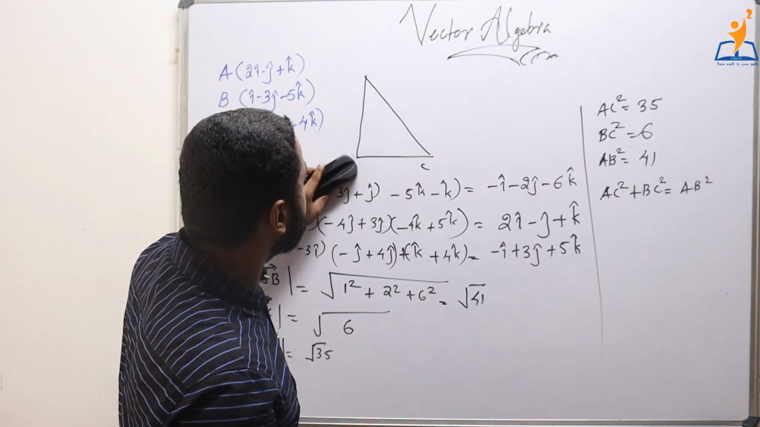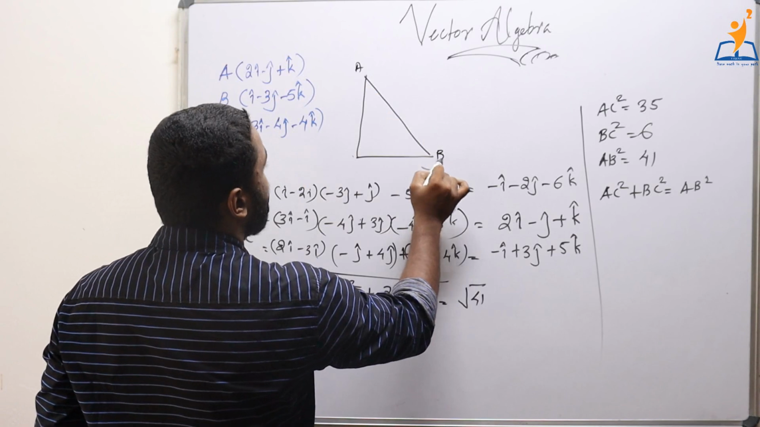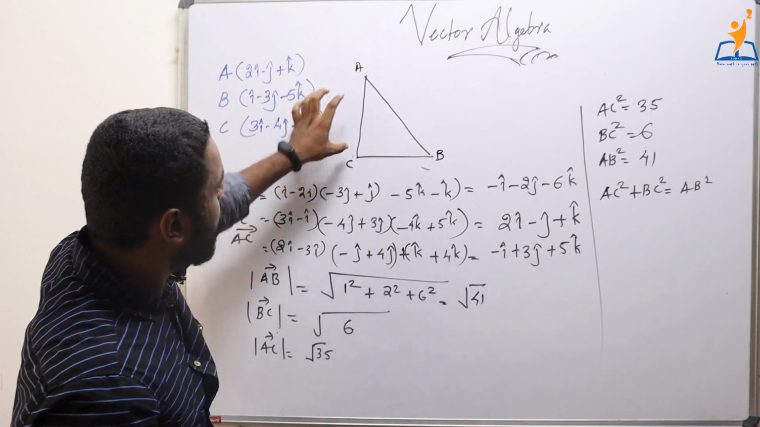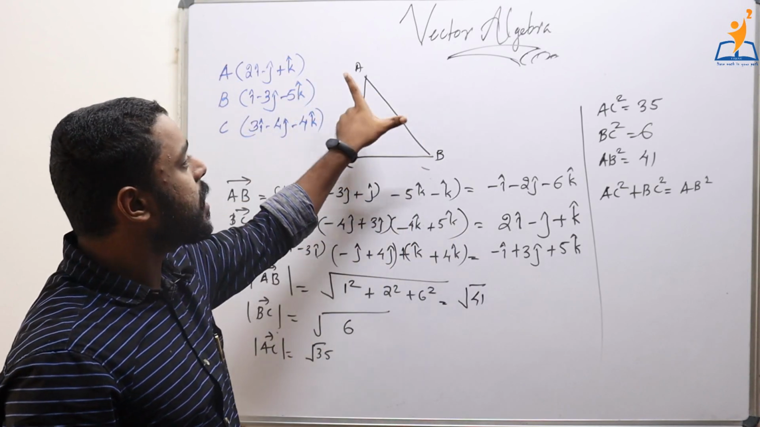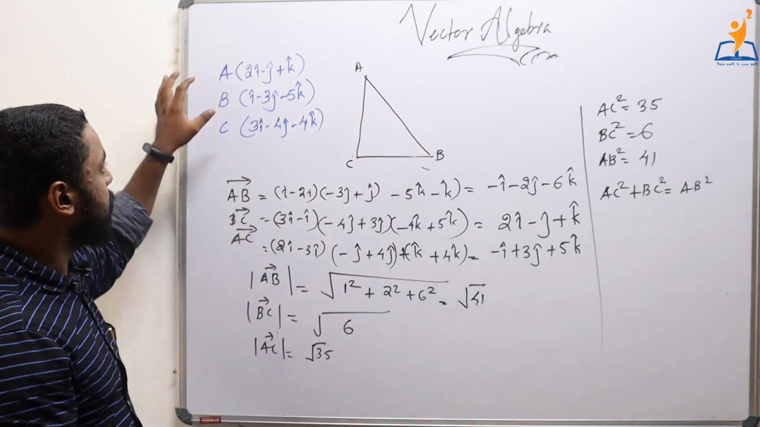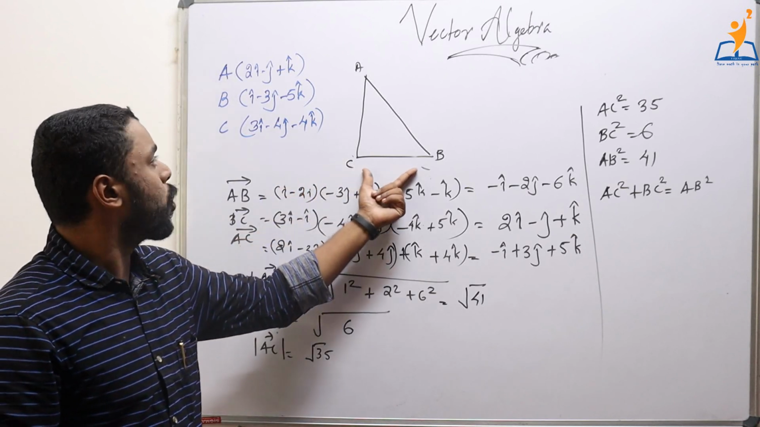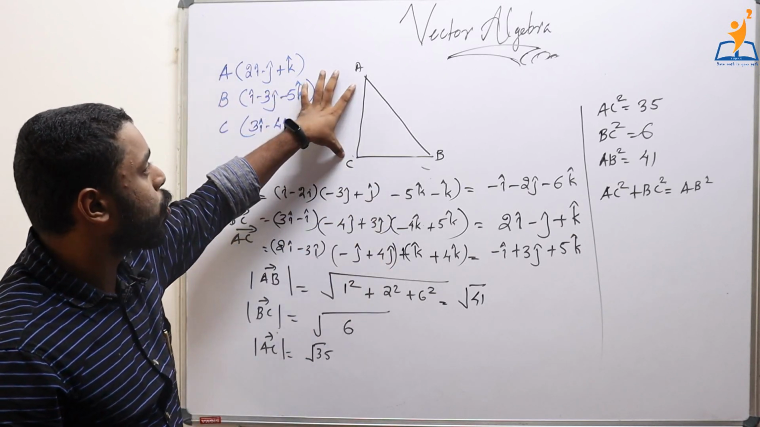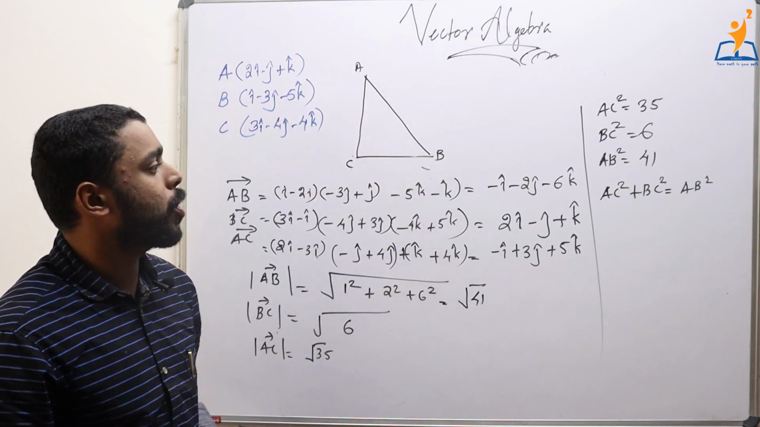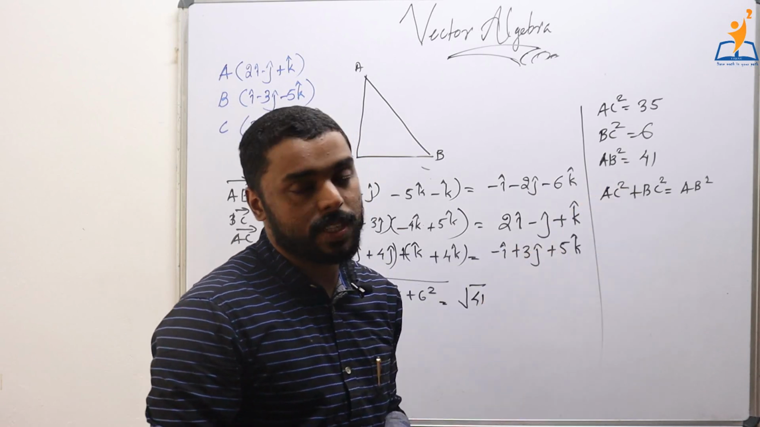So our right angle triangle forms like this: A, B, C. AC square plus BC square is nothing but AB square. Hence we can say that these 3 points form a right angle triangle with base equal to BC, height equal to AC and hypotenuse equal to AB, since it satisfies the Pythagoras theorem.